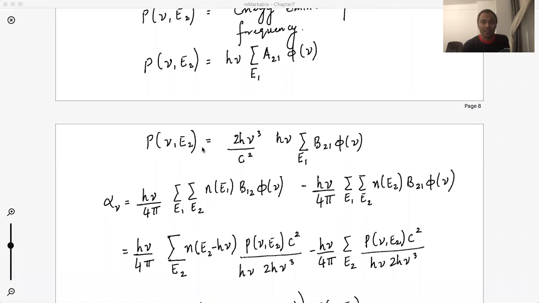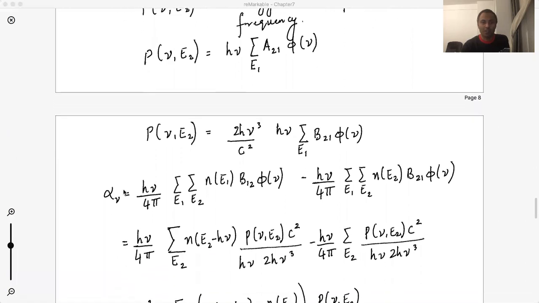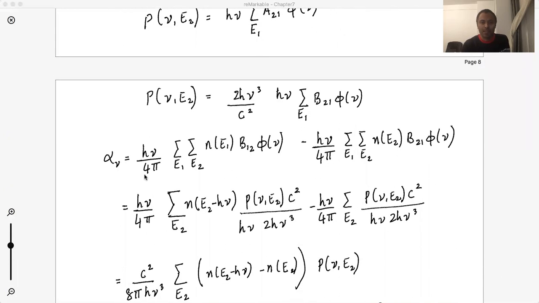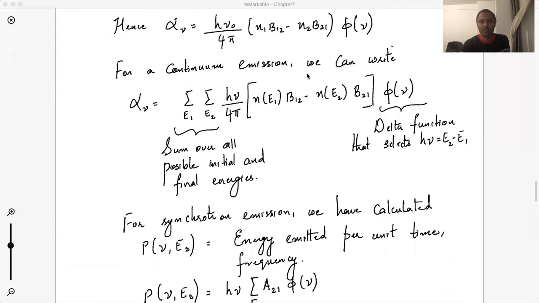Okay, so I can calculate the absorption coefficient now. I can just take alpha of nu and use the relationship between the A and the B coefficient. So A21 and B21 are related, which I've done here. They're related through 2h nu cubed by c squared. That is just the relationship between the Einstein coefficients, and that's true for any emission mechanism. So I can calculate the two terms here separately.